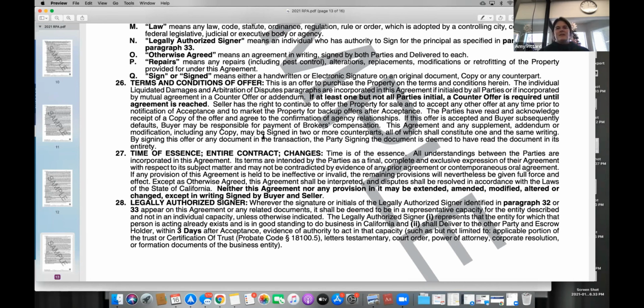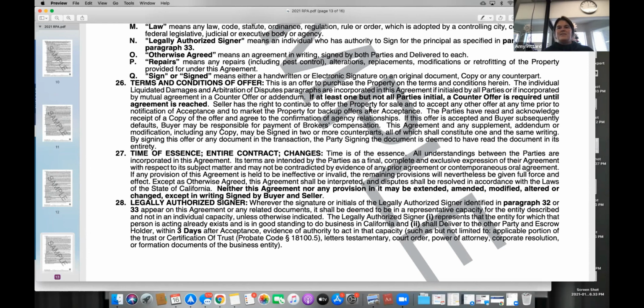Seller has the right to continue to offer the property for sale and to accept another offer at any time prior to notification of the acceptance and to market the property for backup offers after acceptance. When you market the property for backup offers after acceptance, it means you're saying contingent show, not active, just in the MLS. Don't leave it as active. Okay.